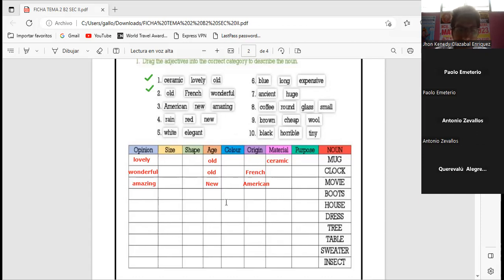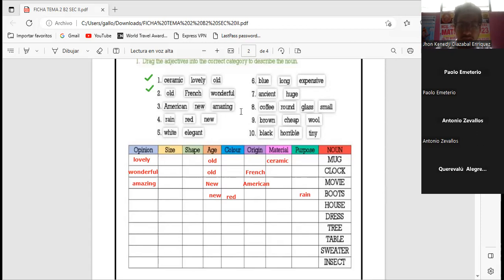Let's start with red. Red, what is it? Red is color. New. New is age. And rain. Purpose, right? Teacher, estas botas son para las lluvias. ¿Con qué propósito son estas botas? Para las lluvias. Rain, purpose.